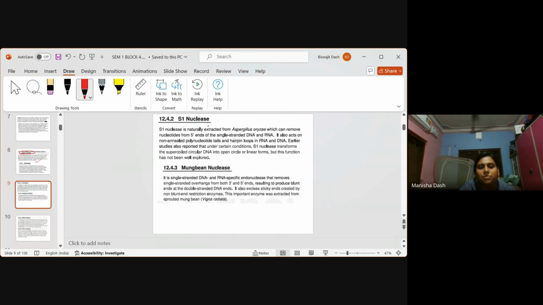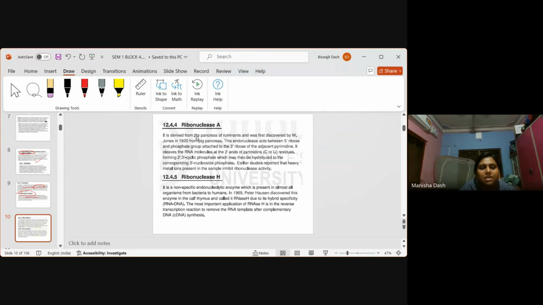For example, this S1 nuclease can remove the nucleotide from the 5' end of single-stranded DNA and RNA. That means this will not be acting upon a double-stranded nucleic acid, rather it will be acting on a single-stranded nucleic acid, that could be both DNA or RNA. Similarly, there is mung bean nuclease. It is a single-stranded DNA and RNA specific endonuclease that removes the single-stranded overhangs from both the 3' and 5' ends. So this is another type of nuclease which will again act upon single-stranded DNA or RNA.